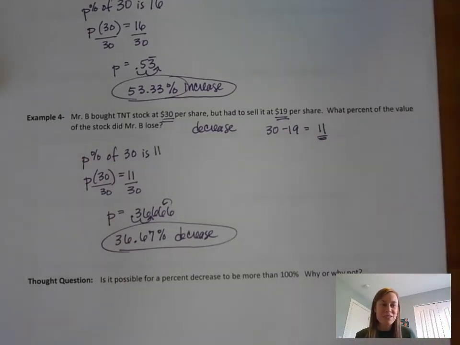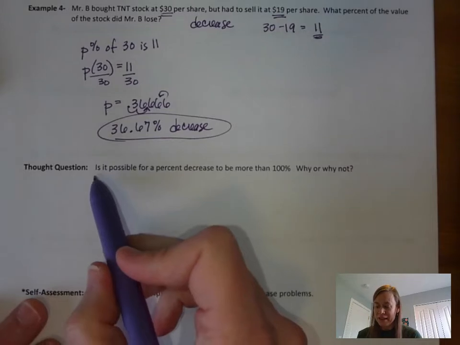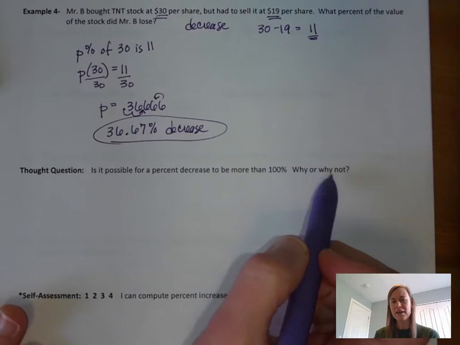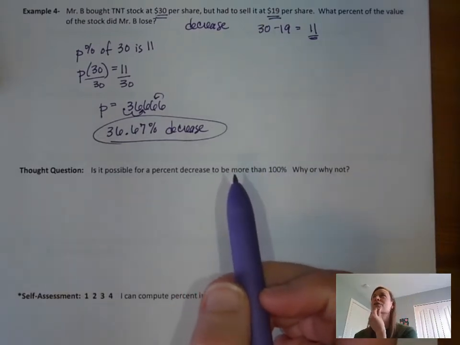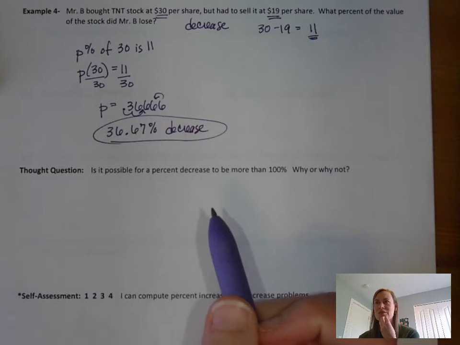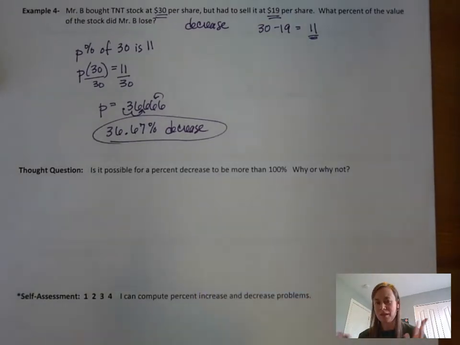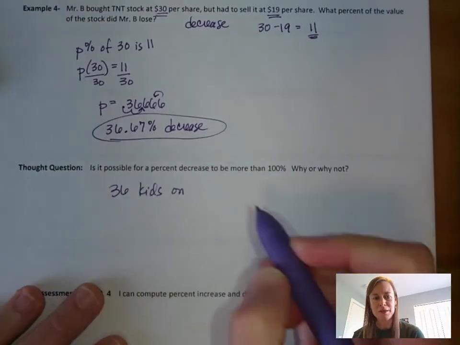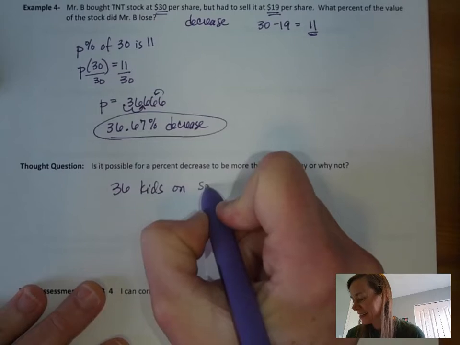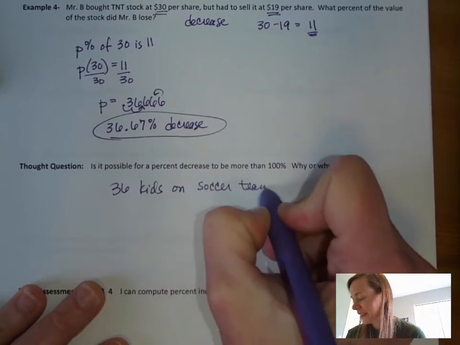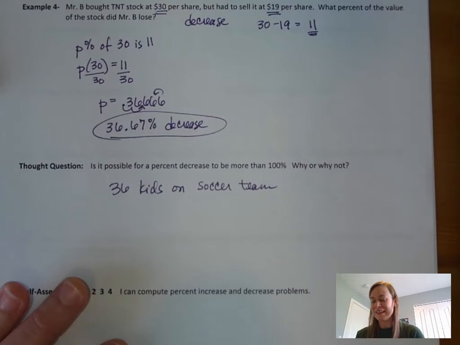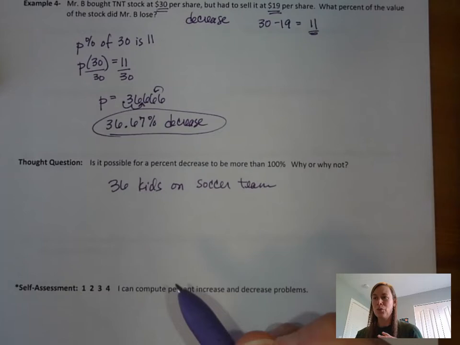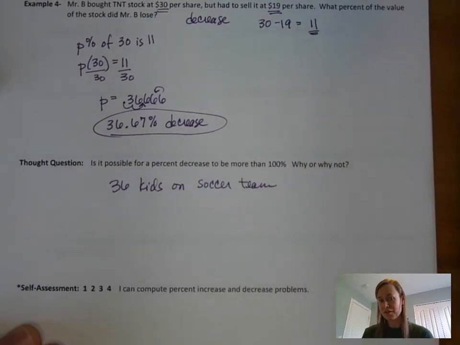Okay, so now next we have just a little bit of a thought question. Let's read it together. Is it possible for a percent decrease to be more than 100%? Why or why not? Well, let's do like a sample problem and think through this. What if you had 36 kids on your soccer team? That's actually a pretty big soccer team, isn't it? But we'll just go with it. 36 kids on your soccer team, or in your soccer league or whatever. So what if you had a 100% decrease in that? Well, okay, what's 100% of 36?